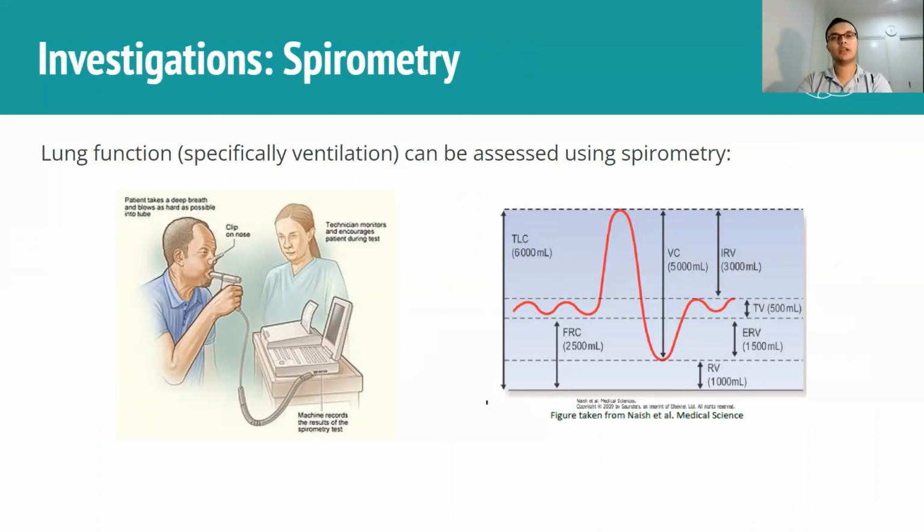And finally, we come to investigations, which is spirometry. And this is a way we can assess lung function, specifically ventilation. And the way it works is you put a clip on someone's nose so that they're not breathing through their nose and only breathing through their mouth. And then you ask them to initially just breathe normally, so you get their tidal volume and tidal breathing. And then you ask them to take a deep breath in and then breathe out as hard and as fast as they can. And that also allows you to assess a number of other parts of lung function. Again, we'll be going over that in a dedicated video about lung function tests later on.